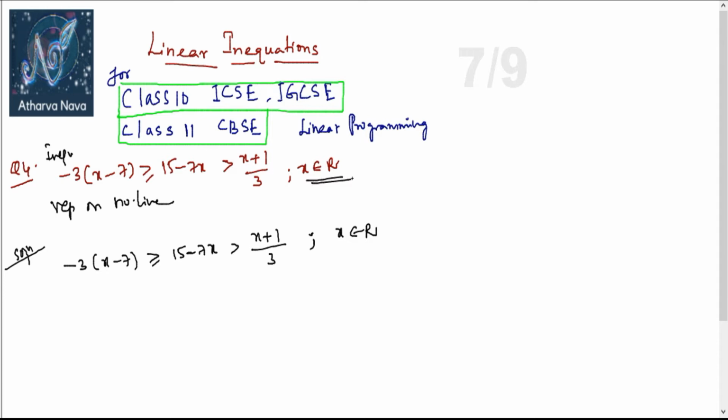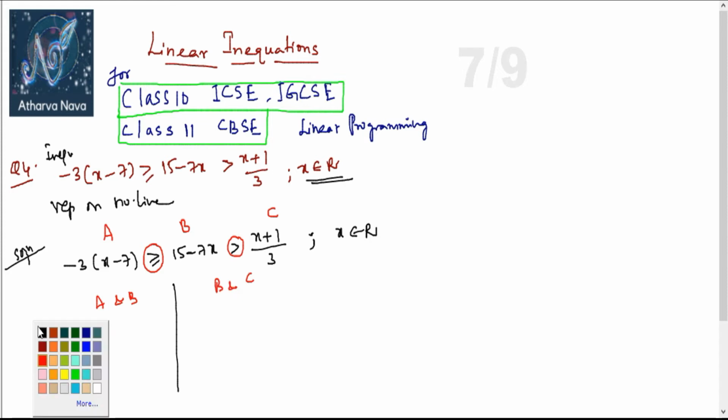See, this will always tell you what kind of numbers you have to take, what kind of number set this inequation belongs to. So x is a variable, and that variable has numbers which belong to the real number set in this problem. Then let's start solving. Make two partitions, as I always mention. You have two symbols, so this is part A, this is part B, and this is part C. A and B here, B and C here. So let's start solving.